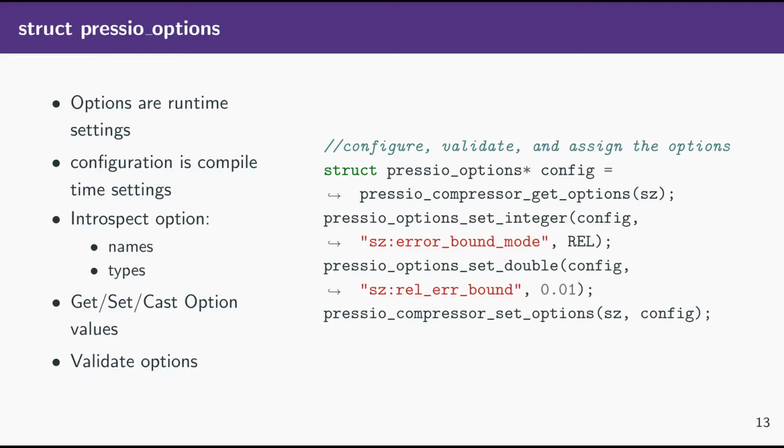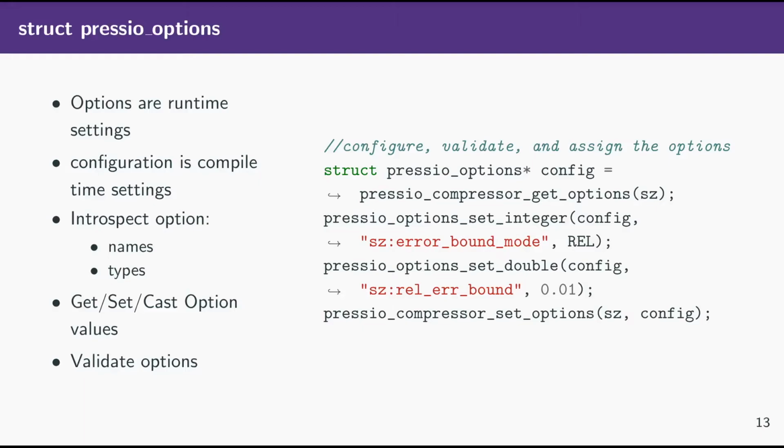So when you're writing more general code that's using multiple different compressors, you know that this exists and how to use it. You also can get, set, and what I call cast option values. For example, most of the compressors use a double for error bound, but ZFP for particular error modes uses an integer, and it will automatically do the appropriate conversions for you as if you had just written the number into the code. It also allows you to validate that you're using the compressors correctly.